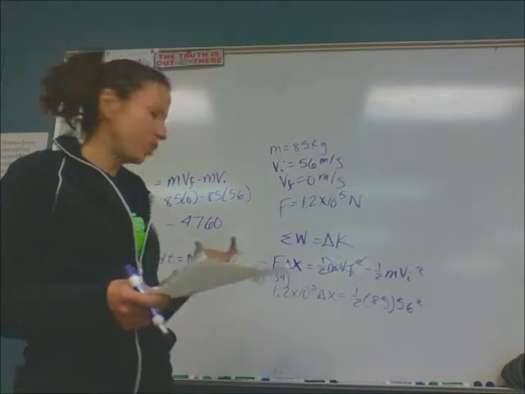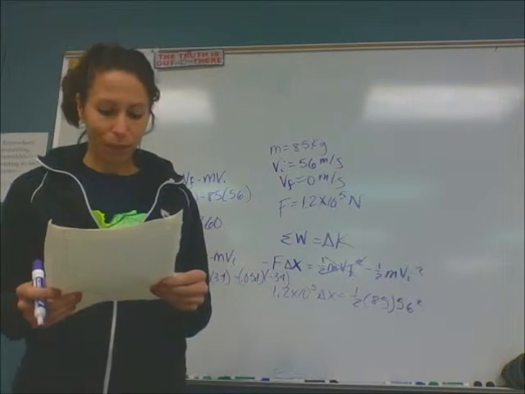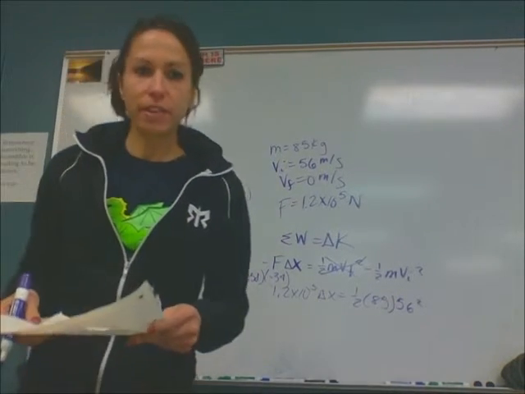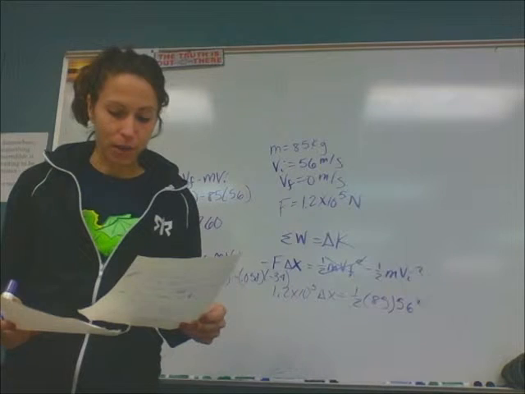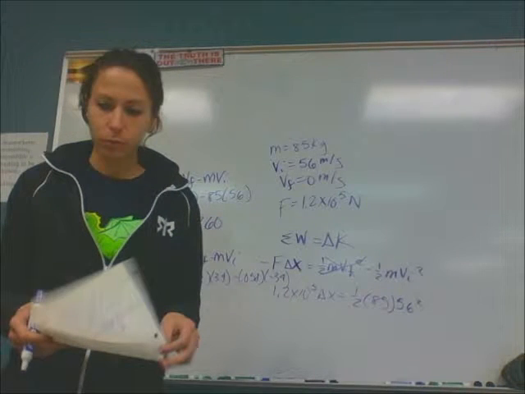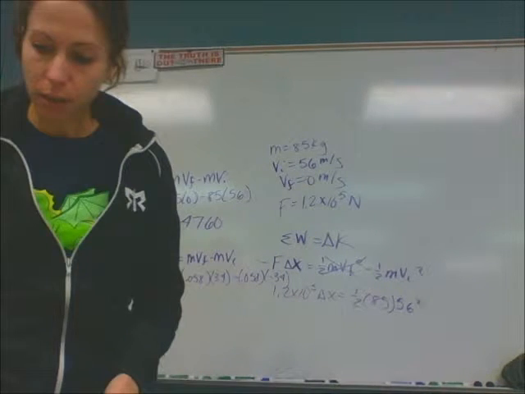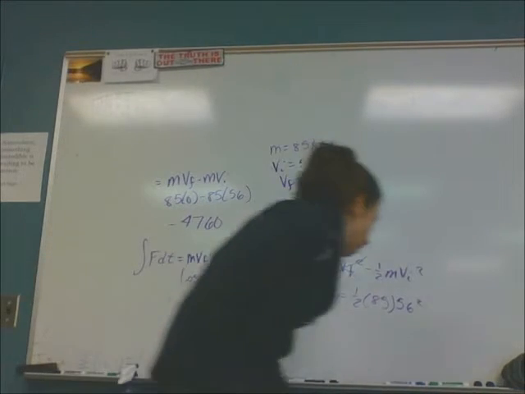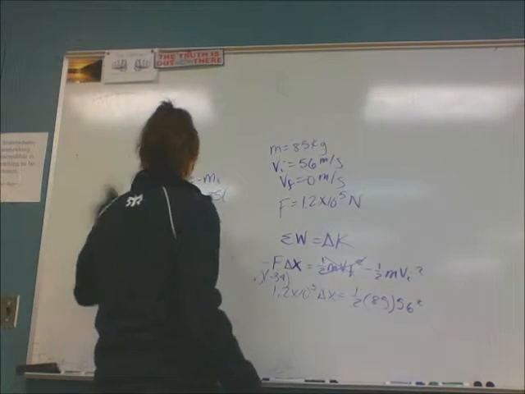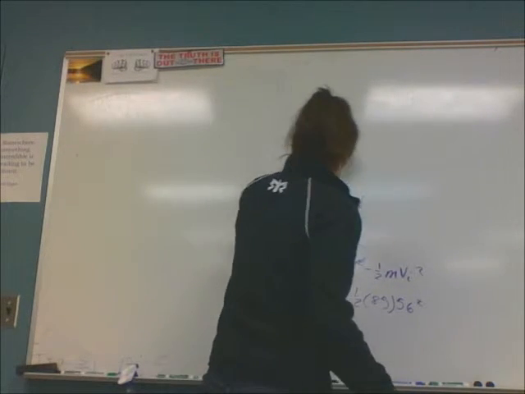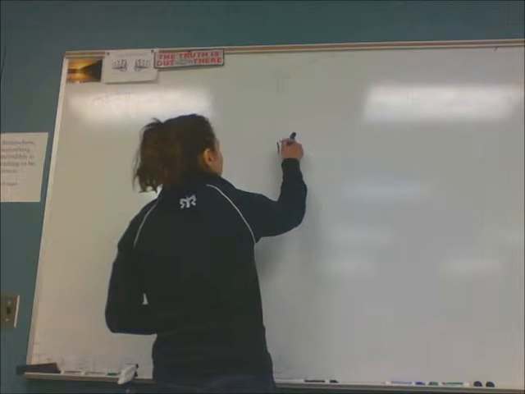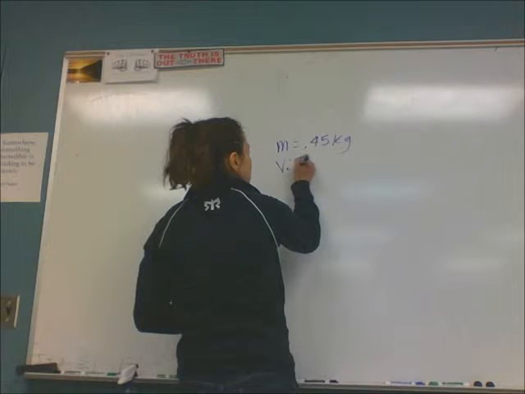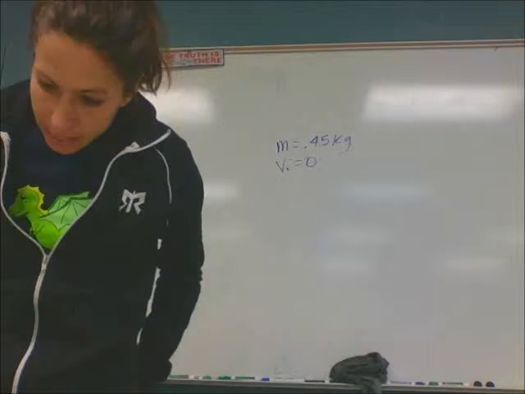37 is a tough question, and I want to do the whole thing with you. A soccer player kicks a ball of mass 0.45 kilograms that is initially at rest. So we've got mass is 0.45 kilograms, and initial velocity is 0. And it says for 3 times 10 to the negative 3 seconds, so the time of contact is 3 times 10 to the negative 3 seconds.